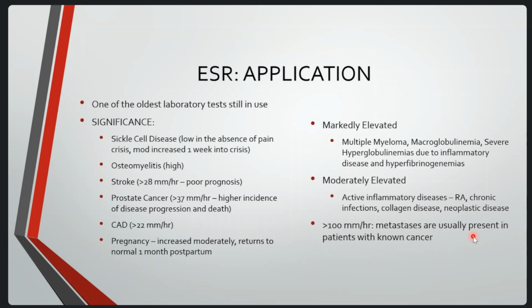This can be used to diagnose sickle cell disease, osteomyelitis, stroke, prostate cancer, coronary artery diseases, also in pregnancy. This is also seen as markedly elevated when you have multiple myeloma, macroglobulinemias, severe hyperglobulinemias, and moderately elevated also with active inflammatory diseases such as rheumatoid arthritis, chronic infections, collagen diseases, and even neoplastic or cancers. If it's more than 100 millimeters per hour, you should consider for patients with known cancer a metastasis.